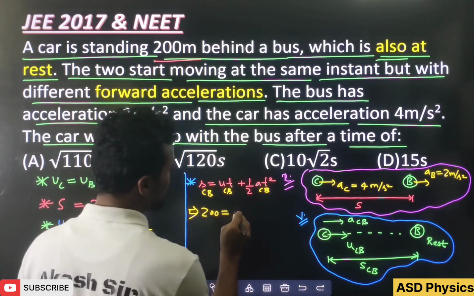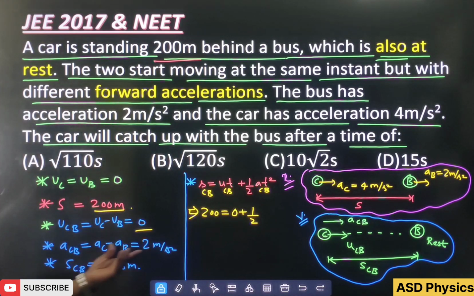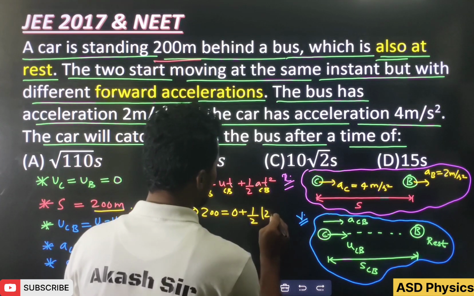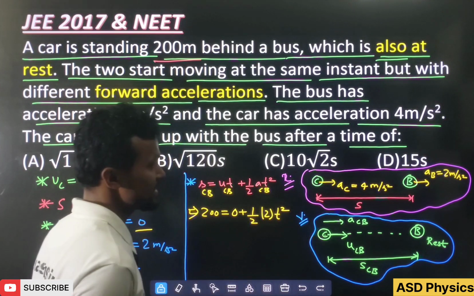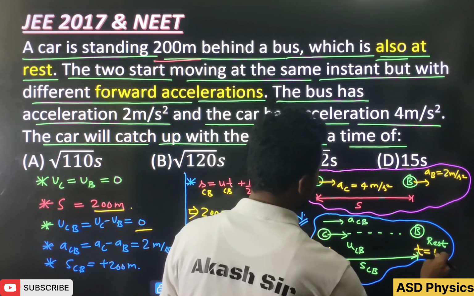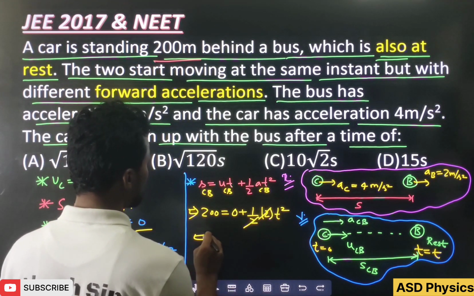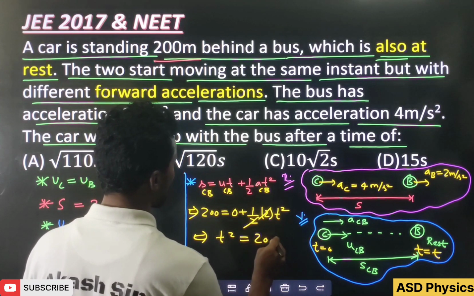Now just see, 200 is equal to UCB, how much here? 0. So 0 into T means 0 only, plus half. Acceleration of car with respect to bus, how much is given here? 2. And in how much time will it catch? Let's take T time here. Why T time? Let's take time is T equal to 0 here and time is T equal to T here. So when you simplify this, 2 and 2 cancel, so we can write T square equal to 200.